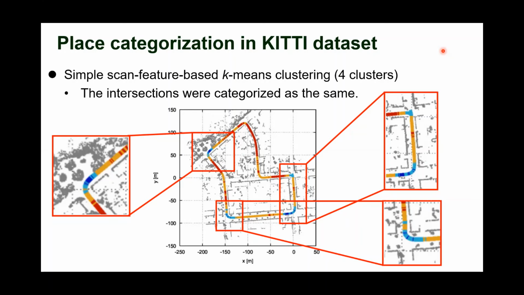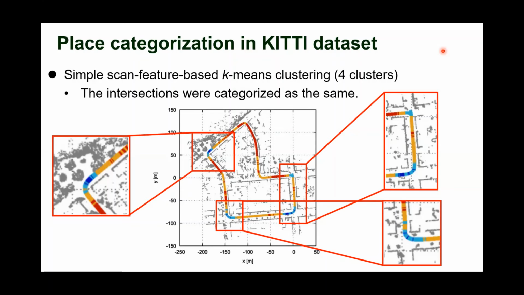We also apply a very simple scan feature-based method to the place categorization. In this method, simple scan features such as lines and circles are detected, and these numbers are compared. The k-means clustering with the same cluster size was also applied. The persistence image-based clustering can distinguish the intersections. However, the simple scan feature-based clustering cannot distinguish the intersections.